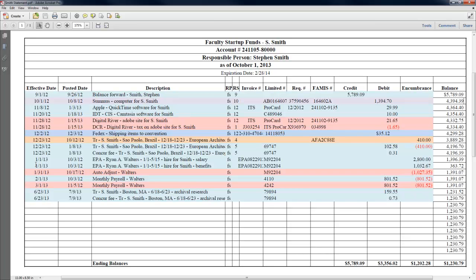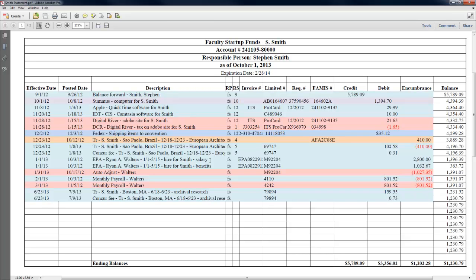Another place that you'll see encumbrances is on payroll. For example, here, Stephen hired Ryan Walters, and whenever you hire someone who's not in a wage position, so that means grad assistants, full-time staff members, yourself, but not student workers, when you put them on payroll, payroll automatically encumbers the full amount of their payroll for the entire time that you're hiring them at the beginning.